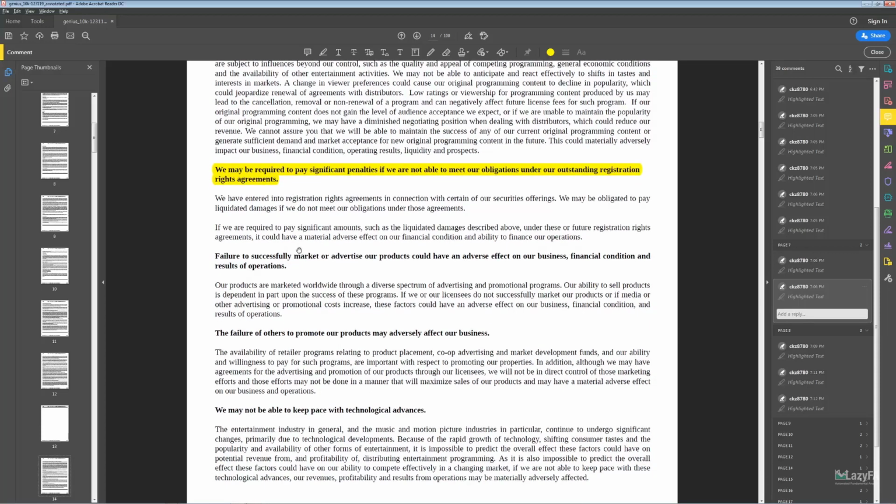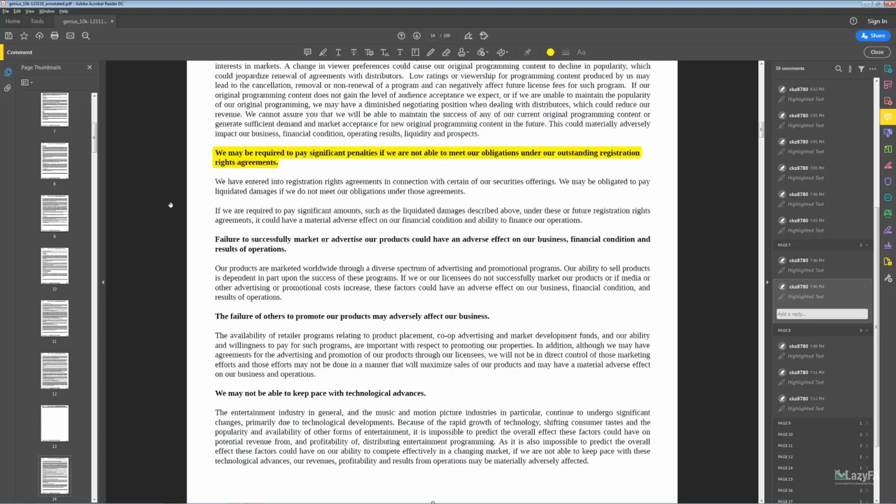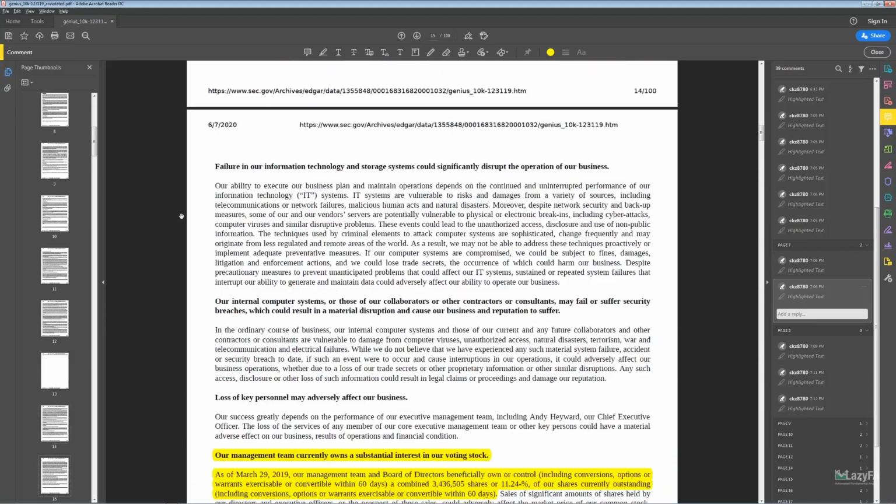I want to read them so that I understand what their obligations are, so I know whether or not they are able to meet them. Because if not, supposedly they'll have to pay a lot of penalties. So that's something that needs to be looked into.